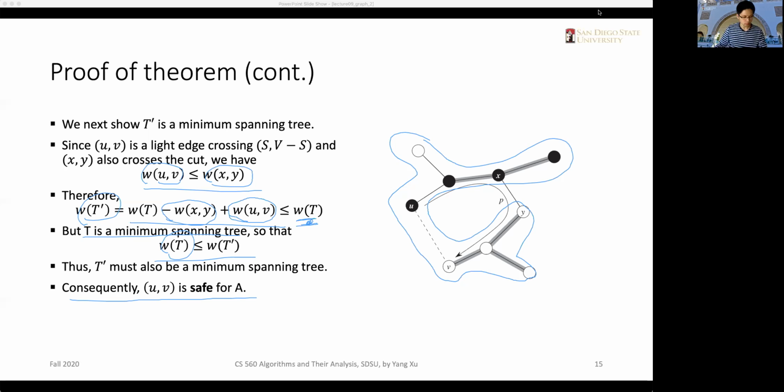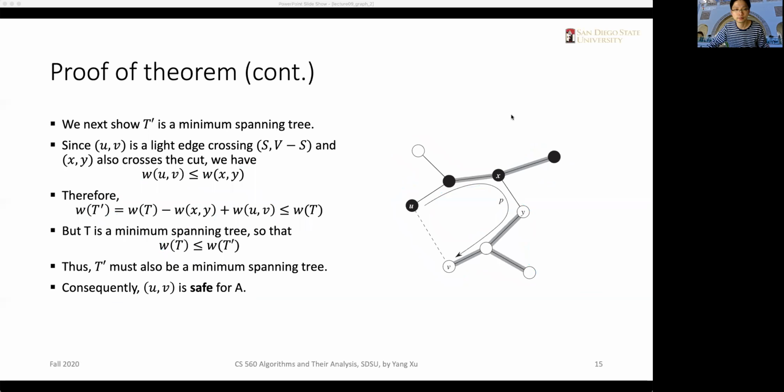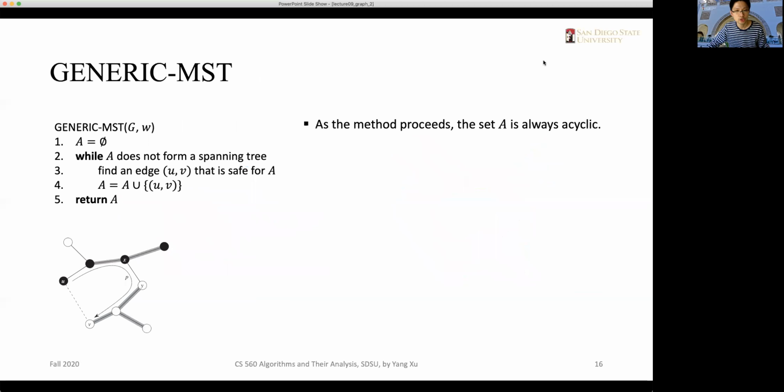Okay, so this is quite an abstract proof, and it could take a while to connect. But having this generic method in your mind, I think it will be helpful for you to understand the next two algorithms that we will introduce in a moment here. Okay. So let's look at the generic MST algorithm.